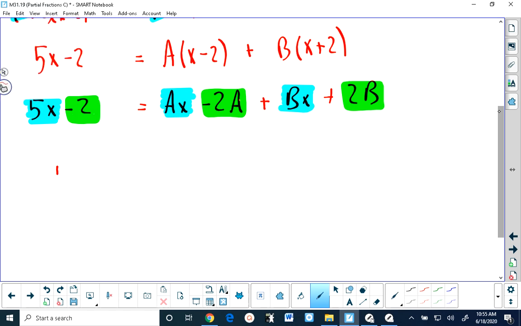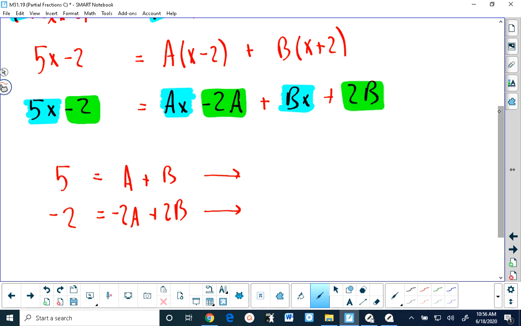One of the equations says that 5, the coefficient of x, has to be equal to a plus b, which is the sum of the coefficients of the x terms on the other side. The other equation is negative 2 has to equal negative 2a plus 2b. There are a number of ways for you to proceed from here. I'm not really a fan of solving by substitution. You could rearrange the first equation for a and substitute the result into the second equation. My favorite technique of solving systems of equations is to use elimination.